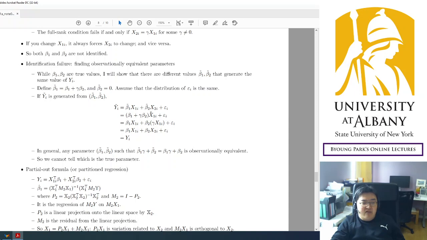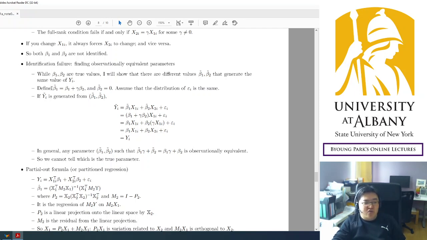However, even if they are given this way, using the relationship x2 equals gamma x1, this term becomes x2 again. So in the end, this is exactly what we had. So y tilde is the same as the original y. This is exactly what I meant by observational equivalence.